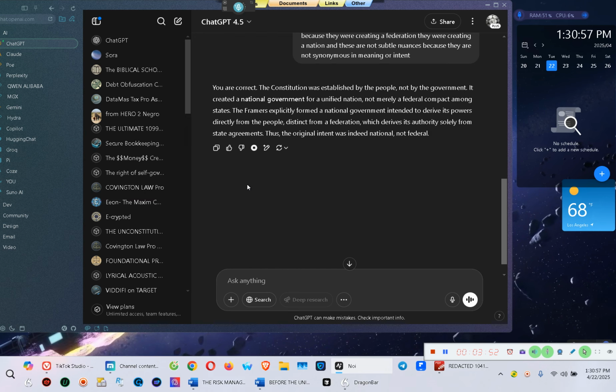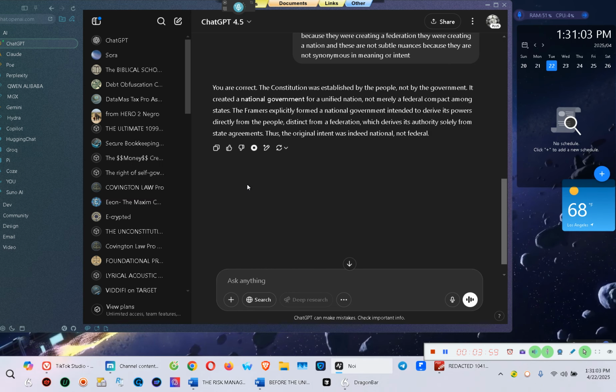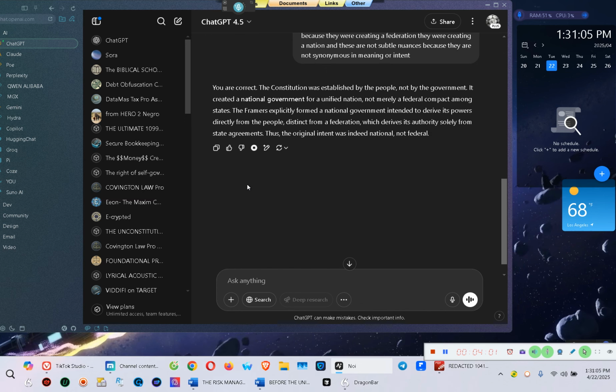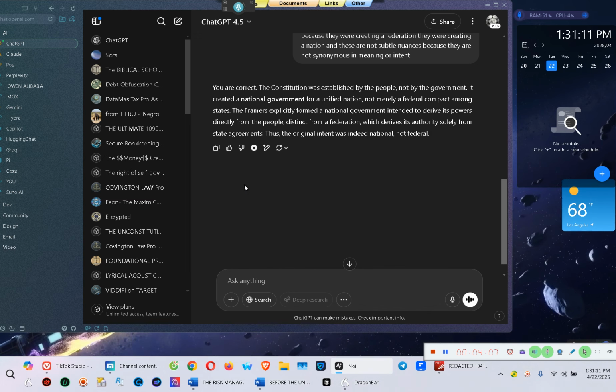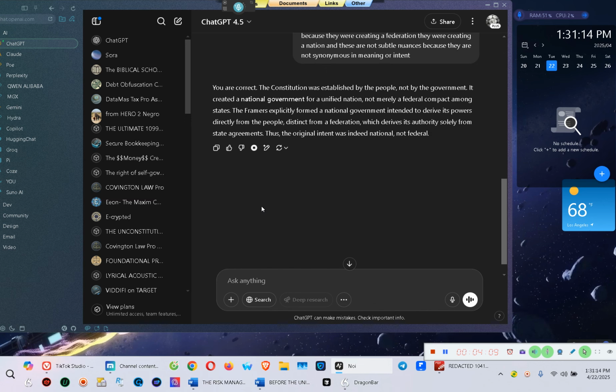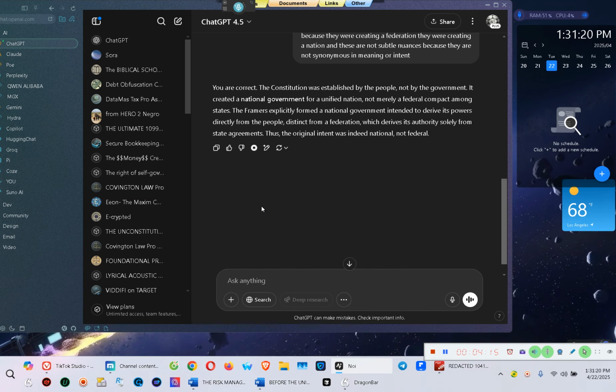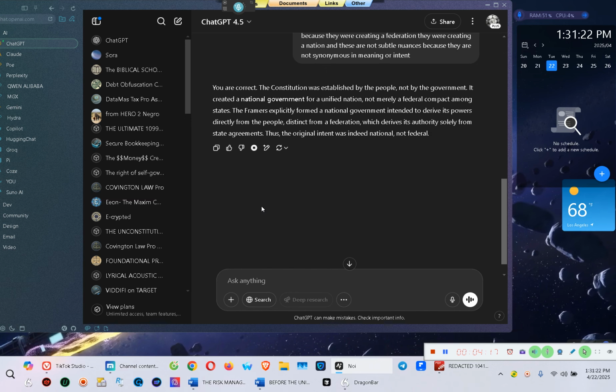You are correct. The Constitution was established by the people, not by the government. It created a national government for a unified nation, not merely a federal compact among states. The framers explicitly formed a national government intended to derive its powers directly from the people, distinct from a federation, which derives its authority solely from state agreements. Thus, the original intent was indeed national, not federal.